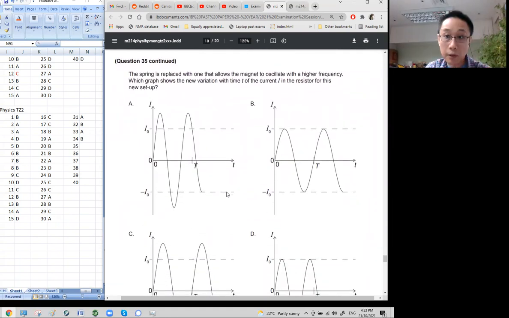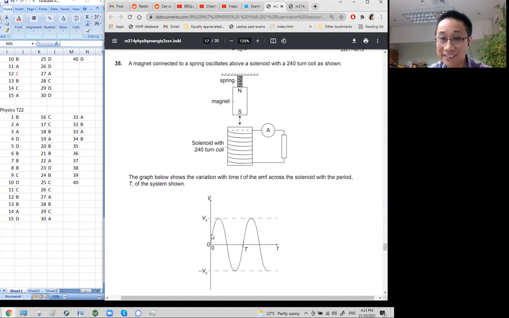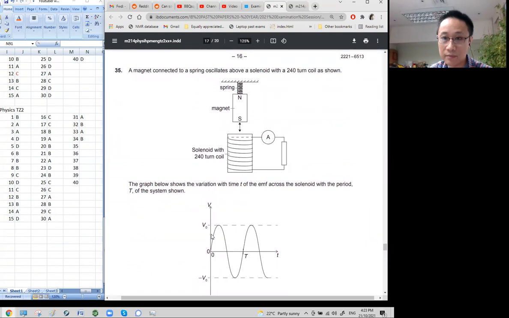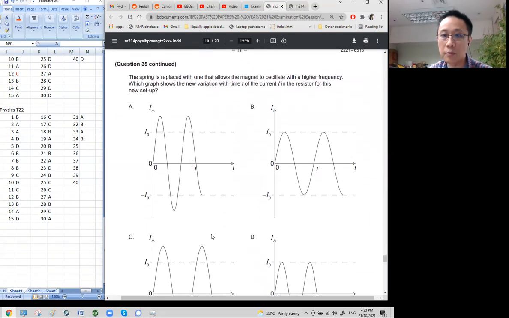Okay, the spring is replaced by one that has allowed the magnet to oscillate with higher frequency. So wait, what's the significance of the 240? Well, anyways, let's read it. The spring is replaced with one that allows the magnet to oscillate with higher frequency. Which graph shows the new variation with time of the current in the resistor?